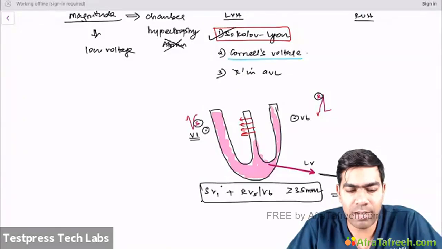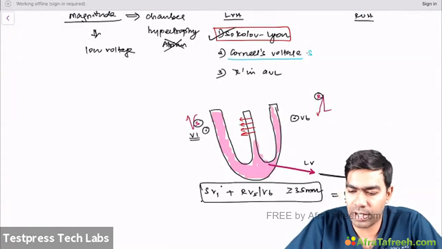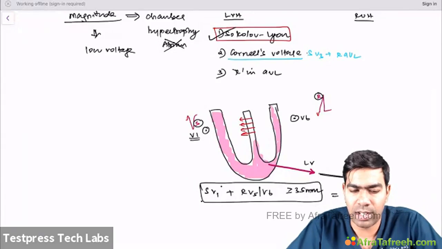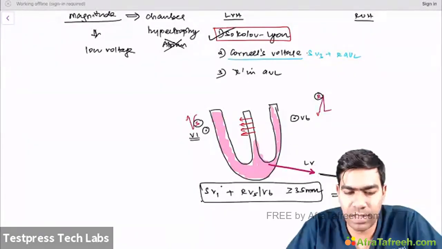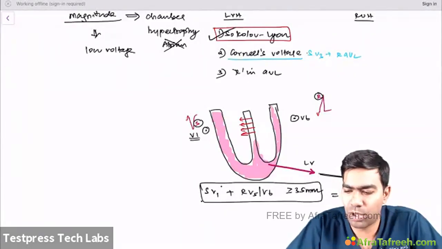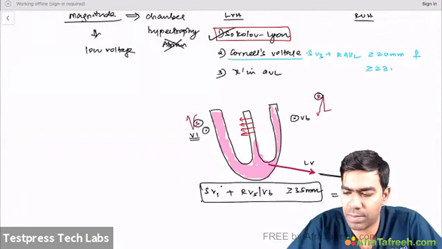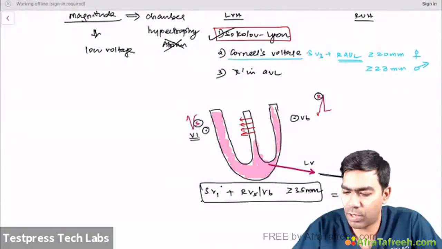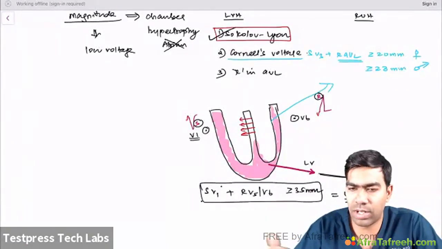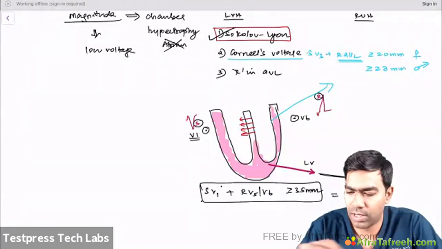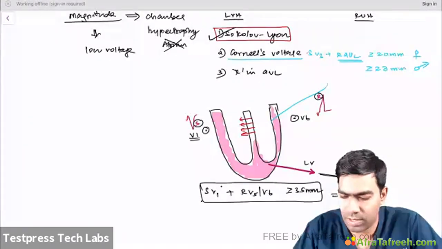So in that you have S in V3, and you're going to take R in AVL. You're taking intermediate leads, S in V3, plus similarly R in AVL. So if this is more than or equal to 20 millimeter in the case of women, or more than or equal to 28 millimeter in men. You can remember why we take AVL, because AVL is a left-sided lead, and the more the left ventricular power, the more is going to be the force on the AVL.